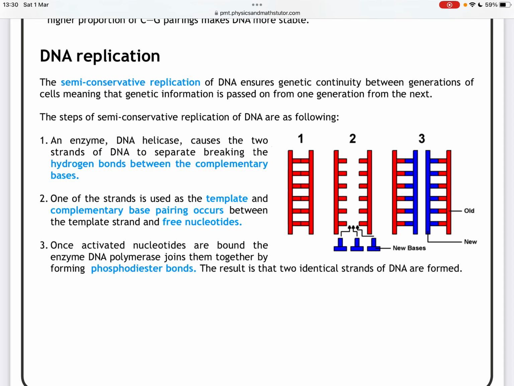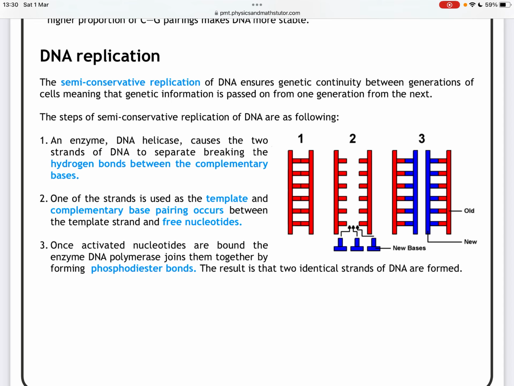Okay, welcome back. So, the DNA replication. The semi-conservative replication of the DNA ensures genetic continuity between generations of cells, meaning that genetic information is passed on from one generation to the next. The steps of semi-conservative replication of the DNA are as follows.